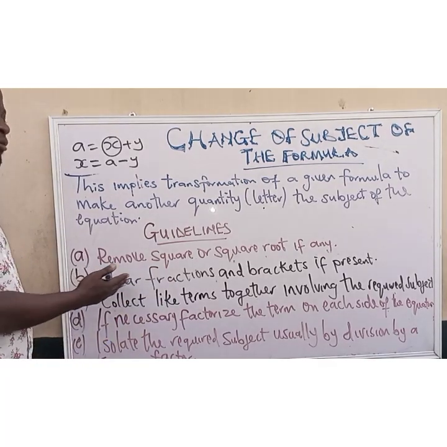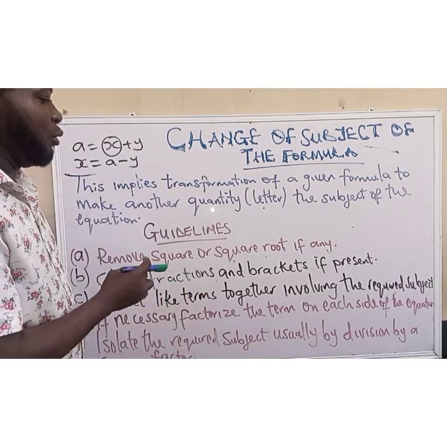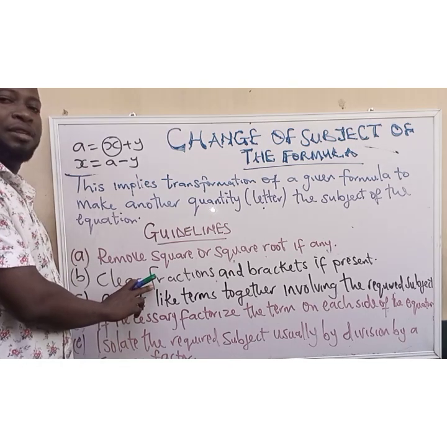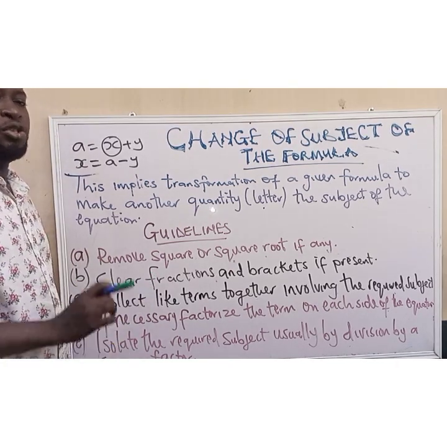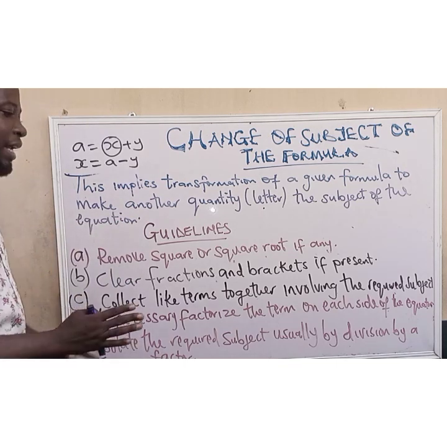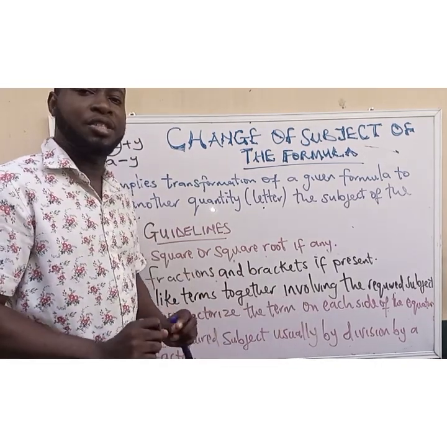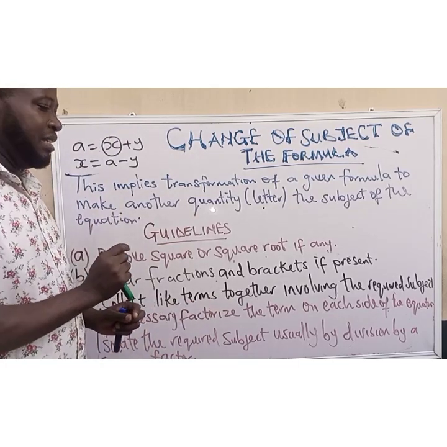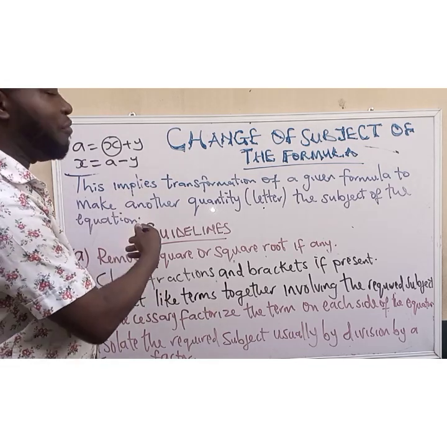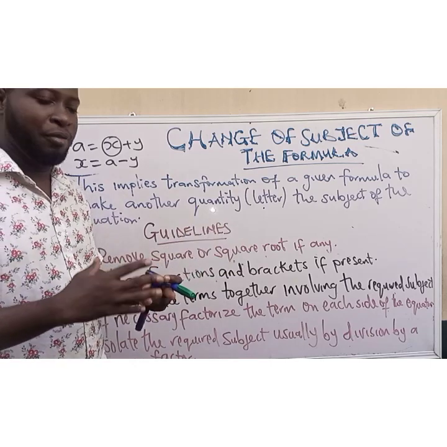Another one: clear fractions and brackets if present. When you look at your question, if it involves any fraction or brackets, you must first find a way of clearing them. The next one: collect the like terms together, involving the required subject. For example, if you are asked to make x the subject of the formula and we have more than one x in the equation, you have to collect them together before you proceed.